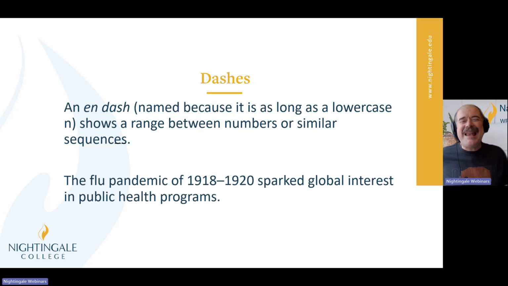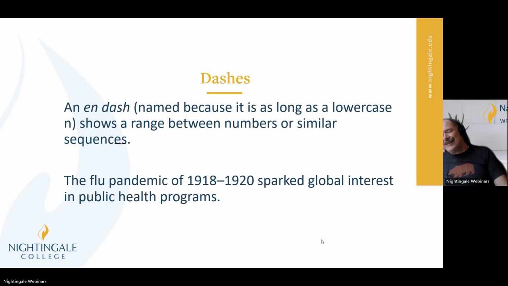We also have the N dash, which is the width of a lowercase n. And we only have one very specific use for it. And that is to go in between two numbers to show a range, like the flu pandemic of 1918 to 1920. We're getting a range, 1918, 1919, 1920. But we're not going to write out all 3 years. We'll put the N dash in the middle.